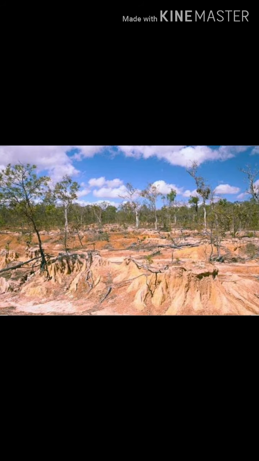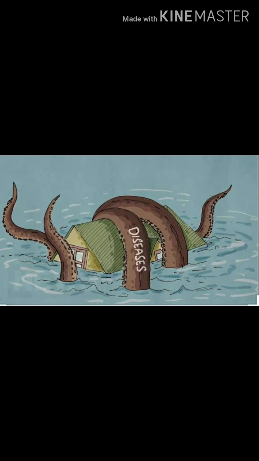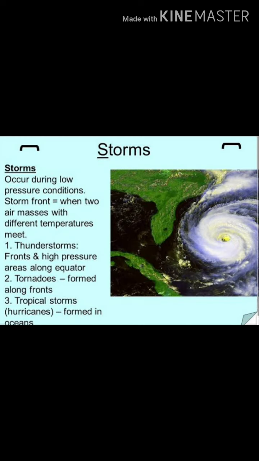Soil erosion, because floods wash away the soil. Destruction of standing crops. After floods, the epidemic of diseases spread and affect health of the people. Okay, next disaster is storm.